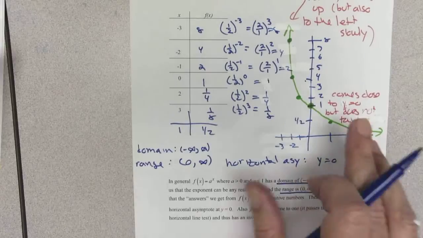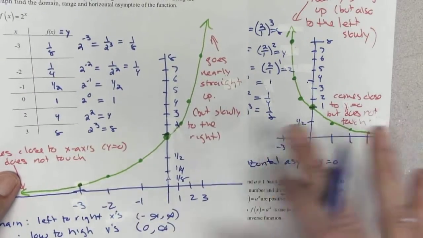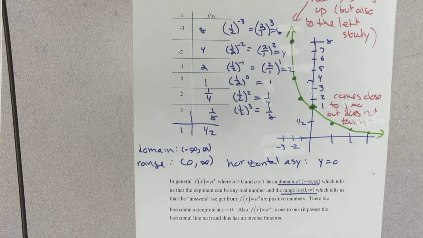Also, we can note that both of these, regardless of the orientation, pass the horizontal line test, which means the functions are 1 to 1. And one of the things we learned way back in chapter 2 was that if a function is 1 to 1, it has an inverse. And we'll be seeing that inverse in the future someday.